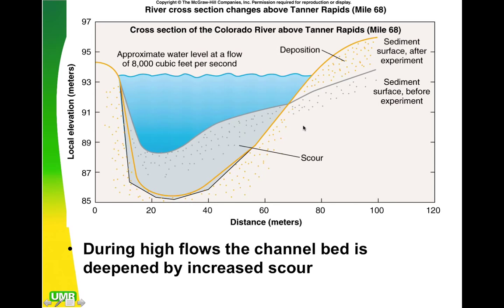Again, this is just going to show that during high flows, that's when a river is going to be most effective at eroding. That's because there's more water there to carry more sediment. Water is moving faster, which means that it has more power to erode, and that means it's going to make that deeper cut bank.